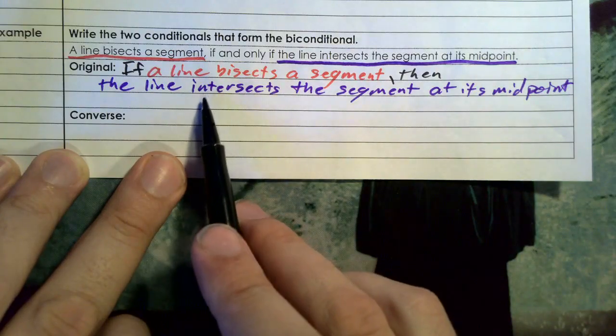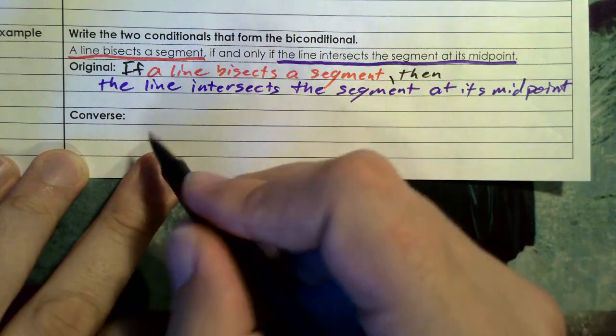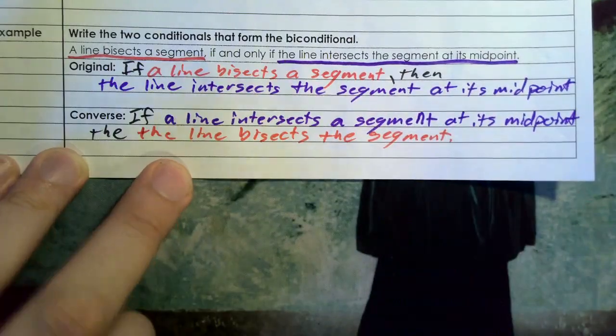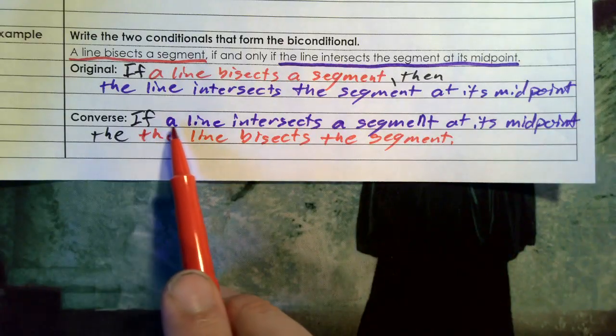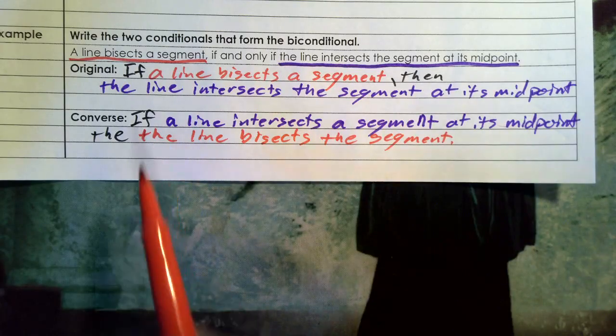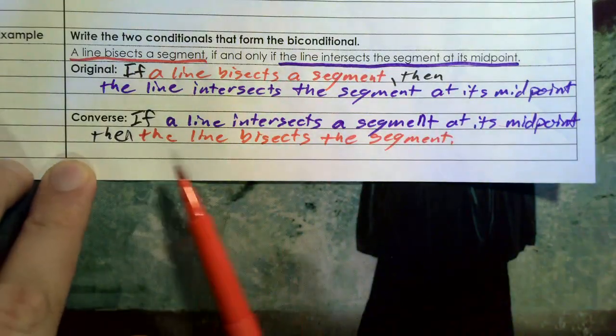Okay, if we want to do the converse, all we got to do is swap those around. So the red bit and the purple bit, we're going to swap them around. If and then are going to stay right where they're at. So if, notice how when I swap those around, I swap the a's and the's because that makes more grammatical sense. Instead of if the line intersects the segment at its midpoint, then a line bisects a segment.